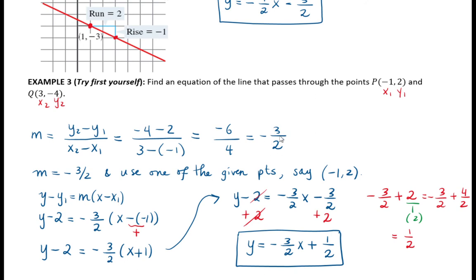You now know the slope. You can use any of the points. I used negative 1 over 2 and negative 1 comma 2, but you can use 3 comma negative 4. Once you simplify, it's going to give you the same equation, and you solve it out like I did in the previous one.